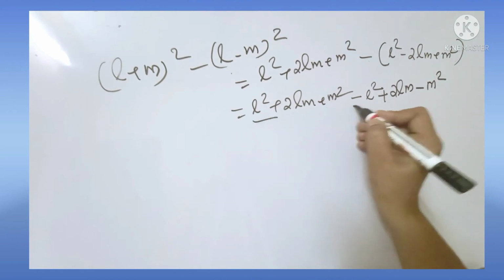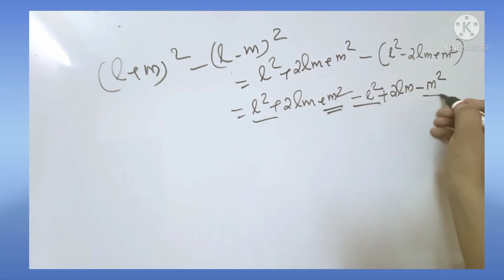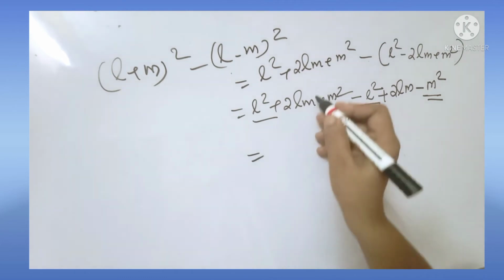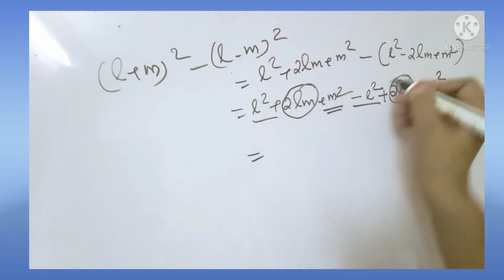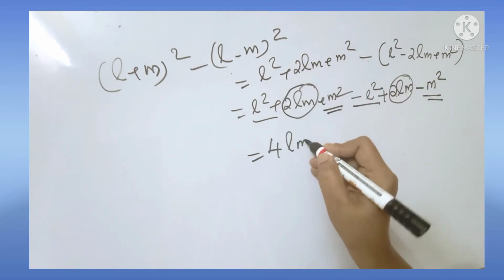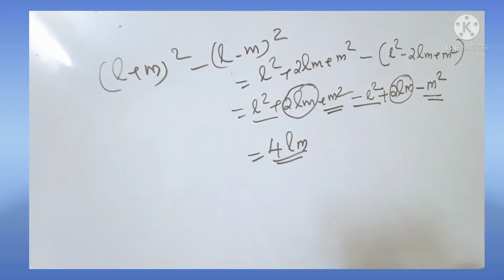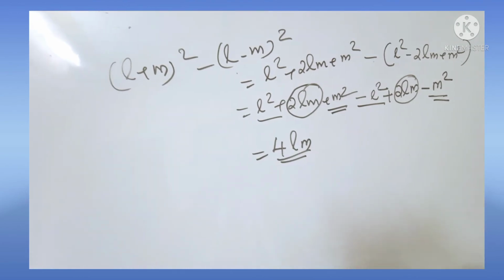So we can cancel 1 L square and 1 m square. Then what is remaining? 2LM and plus 2LM. So the answer is 4LM. Then let us move on to the next question.